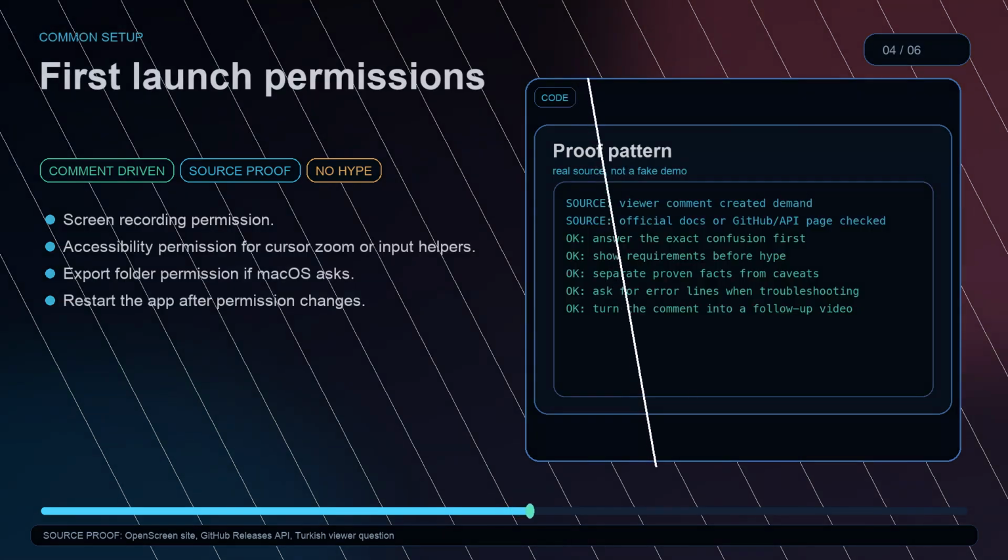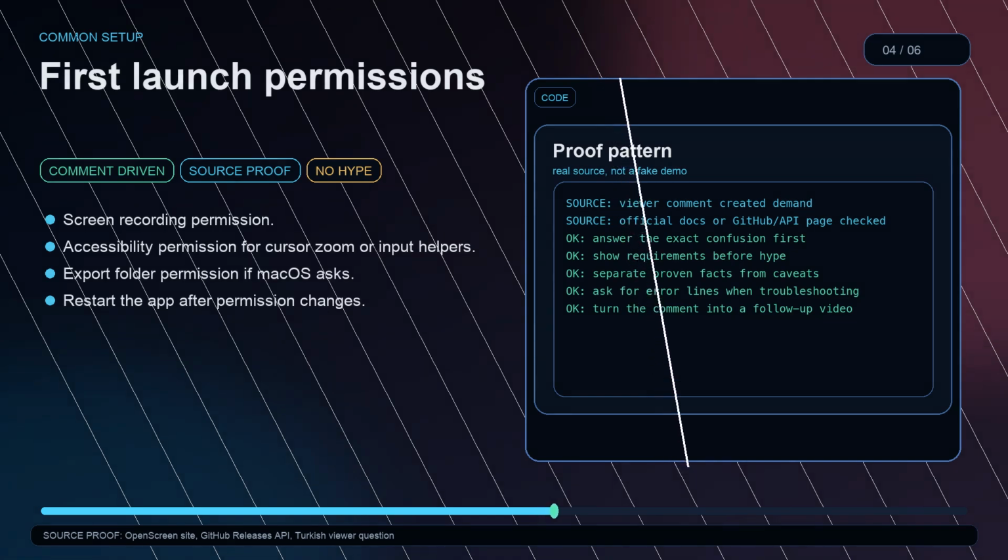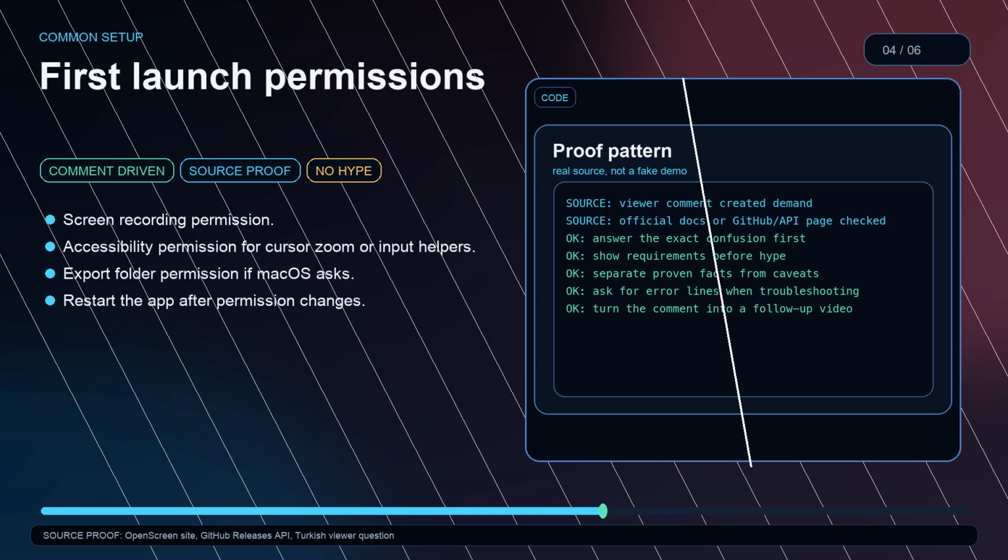After install, the next common failure is permissions. Screen recorders often need screen recording permission. Tools with cursor zoom or interaction helpers may need accessibility permission. On macOS, you may need to quit and reopen the app after granting permissions. On Windows, if SmartScreen appears, verify the file came from the official GitHub release before continuing. Do not click through warnings for random mirror downloads.